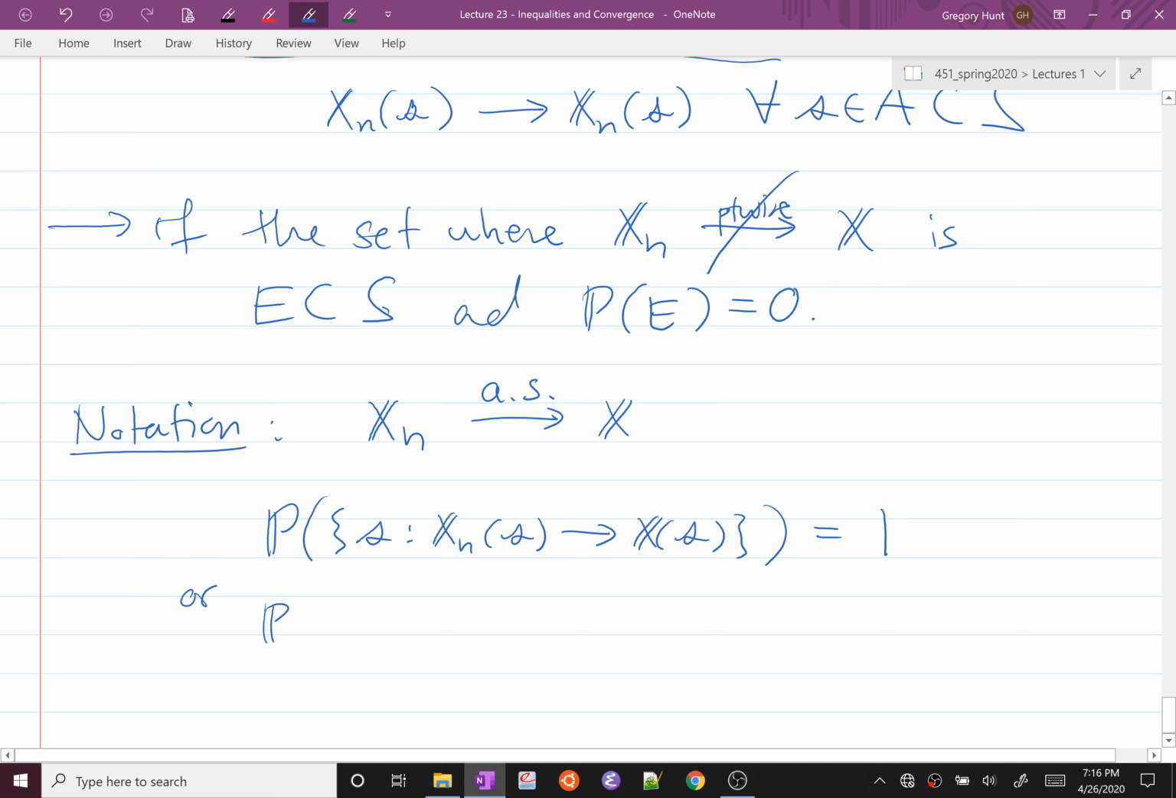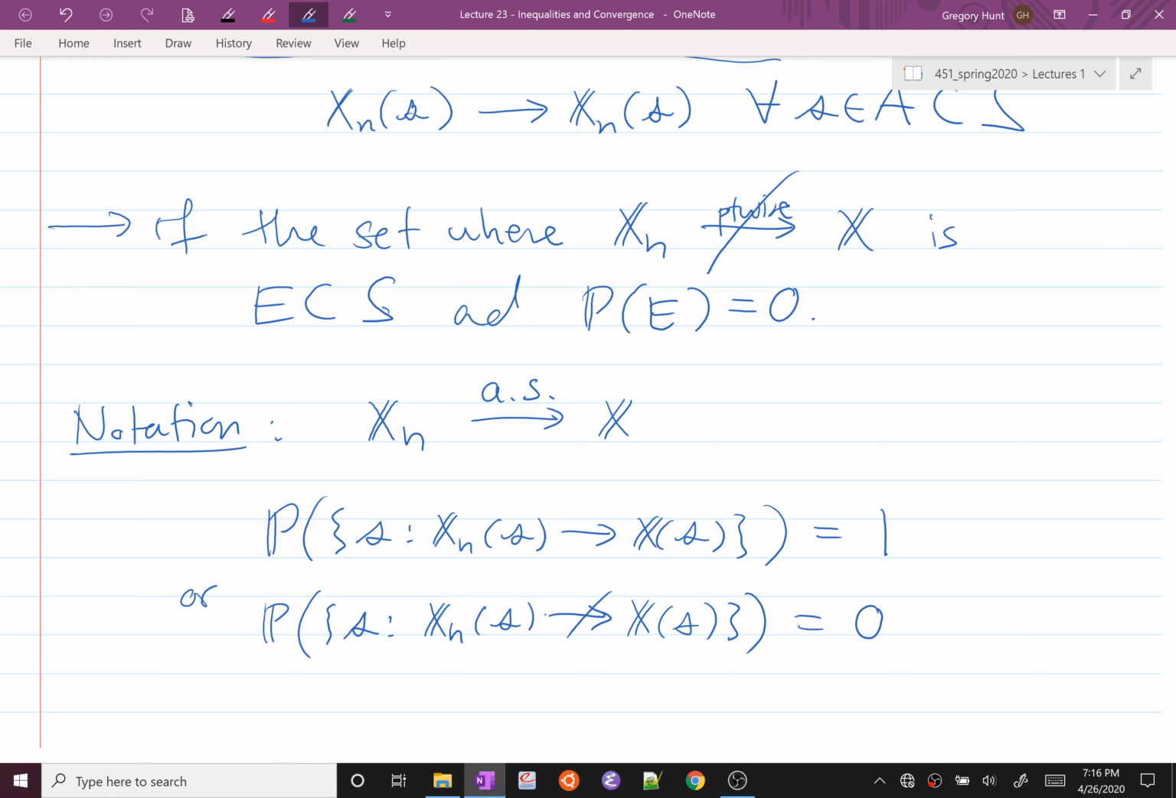Or the converse is that the set S where xn of s does not converge to x of s has probability 0. It might not be an empty set. There could be some points where they don't converge pointwise, but it's a small enough set that we don't really care. So probability is just analysis where we don't care about events with probability 0. They don't happen. Who cares, right? We need to fudge it.